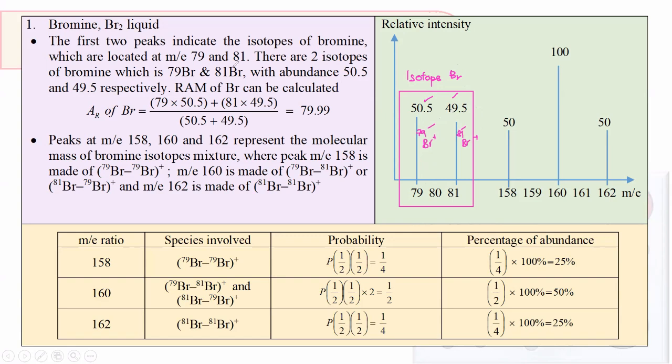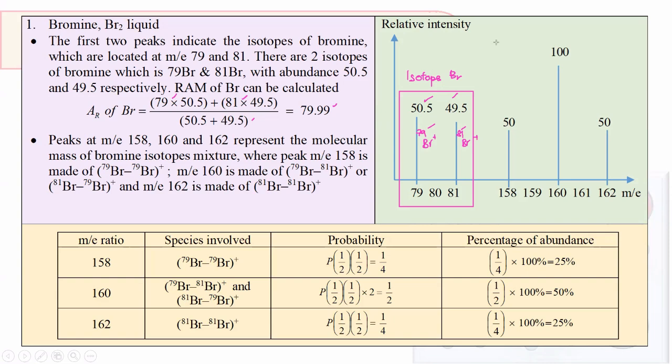of the bromine. Therefore, you should have 79 times 50.5 plus 81 times 49.5 over 50.5 plus 49.5, you get 79.99. So that is how you are going to determine the relative atomic mass of the bromine. Now, what about the last 3 peaks represented by the 158, 160, and 162 in here?